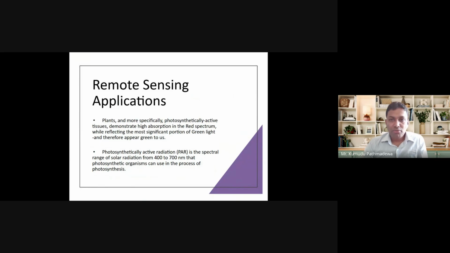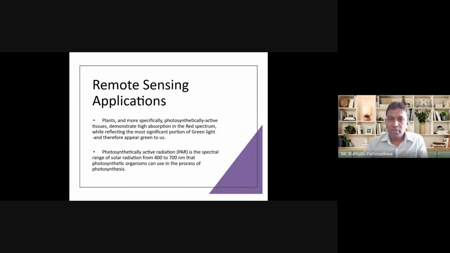Then let us now move into application. Vegetation absorbs most of the red light that hits it but reflects green light. This is why healthy leaves appear green. So when we look outside at the color of a tree or leaves, it's green, because it reflects green and absorbs other colors.